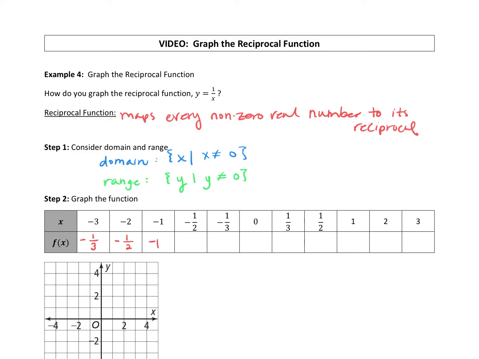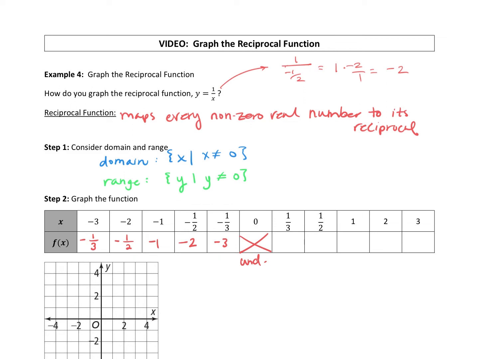Now, if x is negative 1/2, here's what this would look like. 1 divided by negative 1/2. Mathematically, you would flip it to the reciprocal, negative 2 over 1, and we get negative 2. So if x is negative 1/2, your y is negative 2. If x is negative 1/3, your y is negative 3. If x is 0, you are undefined. We cannot graph or have an ordered pair where x is 0.